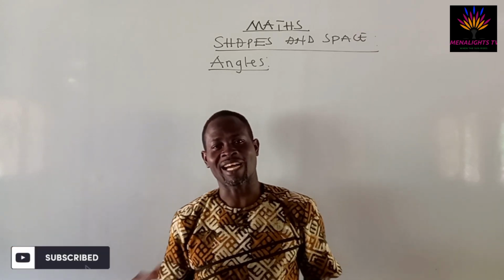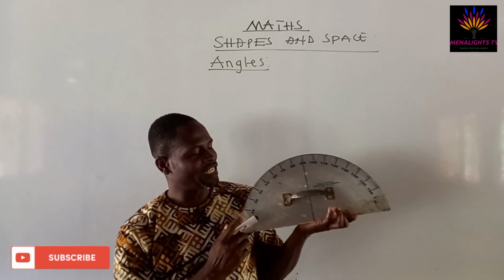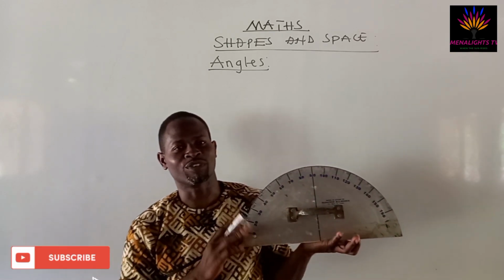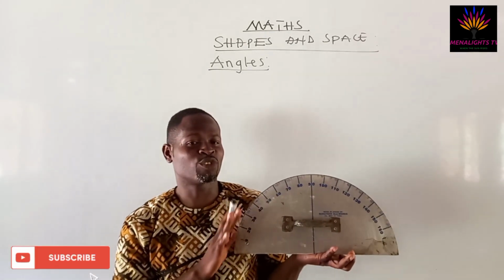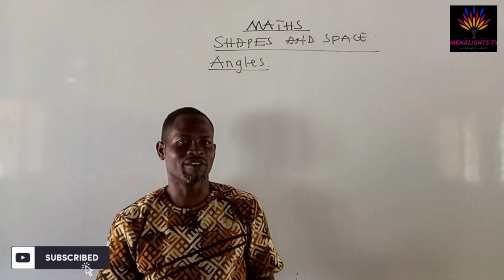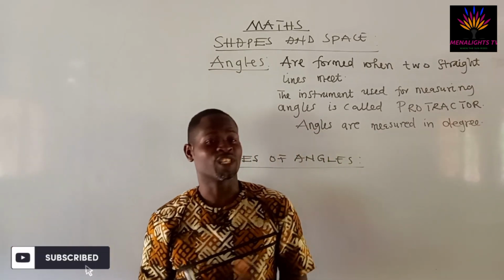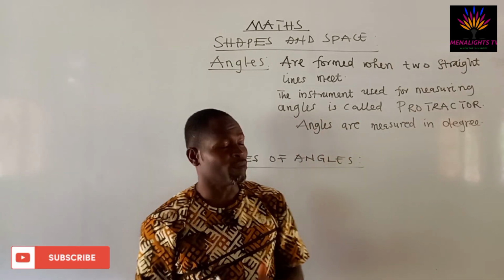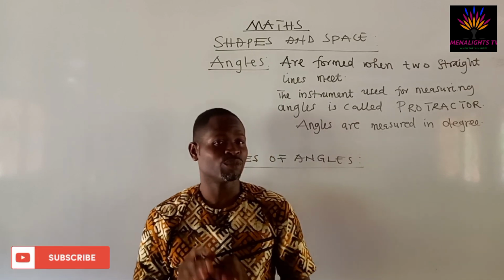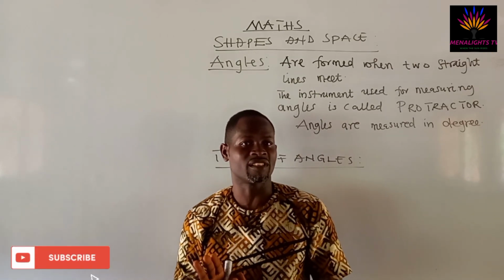So when we talk about an angle, we use an instrument to measure angles. This instrument is what we call a protractor. The protractor is the instrument that we use to measure angles, and angles are measured in degrees. So we say angles are formed when two straight lines meet, the instrument we use for measuring angles is called a protractor, and angles are measured in degrees.